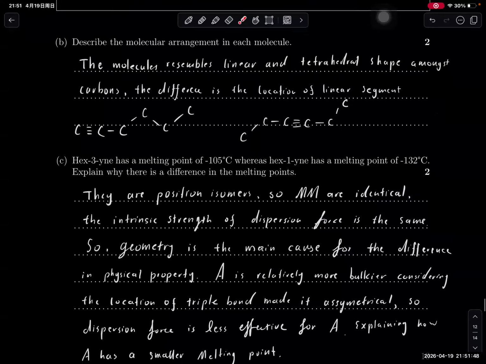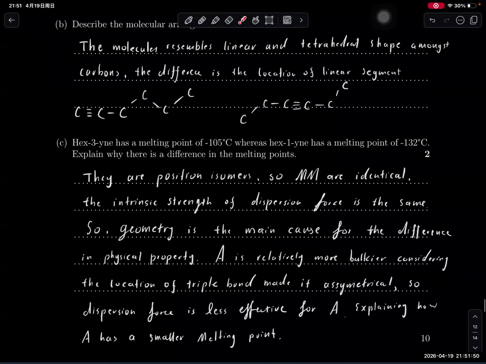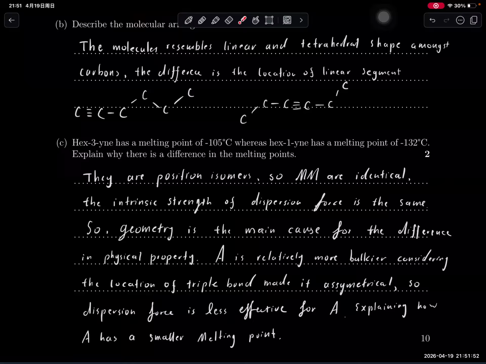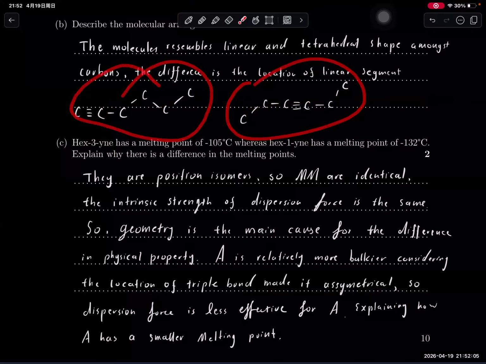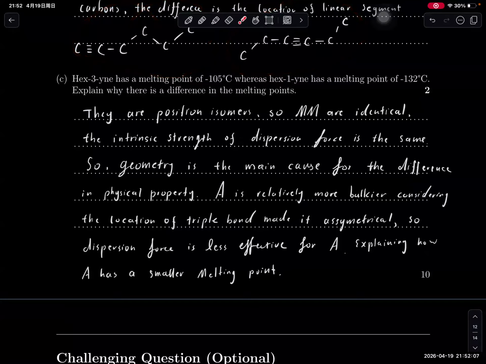Okay, and then question C says hex-3-yne has a melting point of this much, and hex-1-yne has a melting point of this much. Explain why they're different. Obviously, it's because of these structures, right? This is less bulky than this, right? That's less bulky. So they are position isomers.